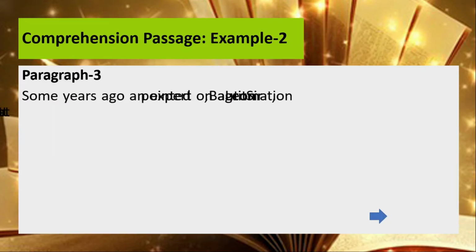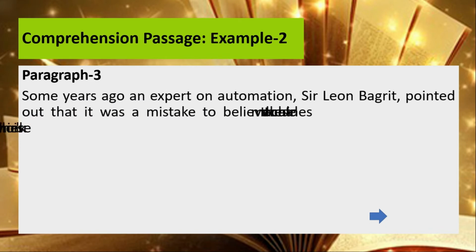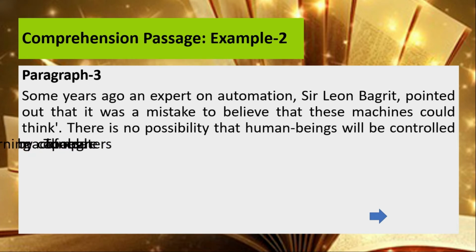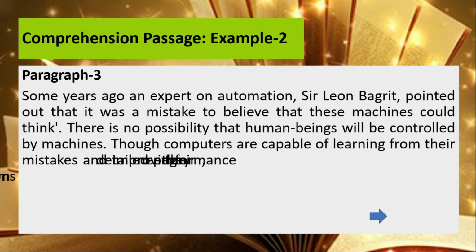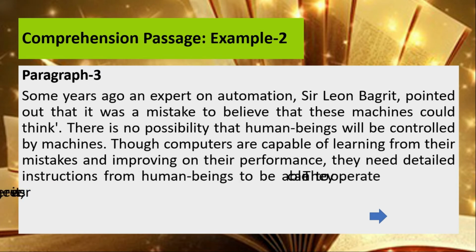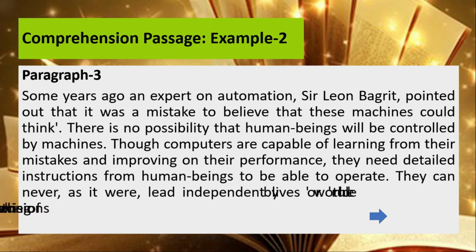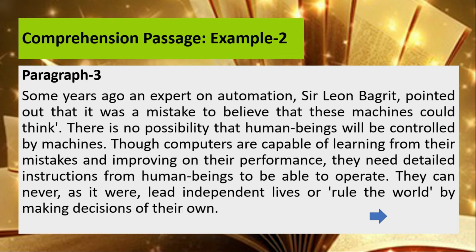There it continues: some years ago, an expert on automation, Sir Leon Bagrit. So we have an opinion from an expert named Leon Bagrit. What does he say? He says it was a mistake to believe that these machines could think. There is some kind of difference in attitude about them here. Mr. Bagrit points out that there was a mistaken belief that the machines could think. So he puts his argument that there is no such possibility that humans will be controlled by these machines. So likewise, we also see why it is so.